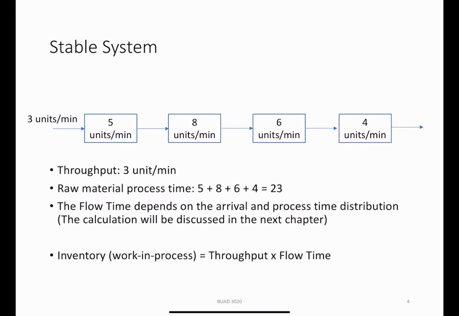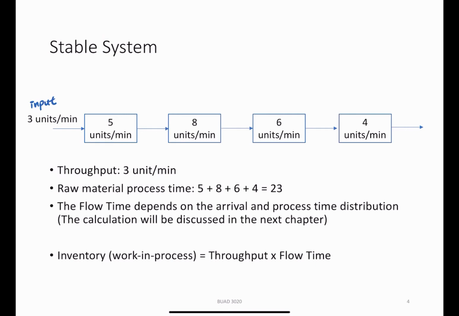So this is a stable system. If you want to see whether the system is stable or not, the first thing you want to do is to compare against the input rate. So 3 units per minute is our input. For the first station, the process rate is 5 units per minute. The second station is 8 units per minute. The third station is 6. And the very last station is 4 units per minute.